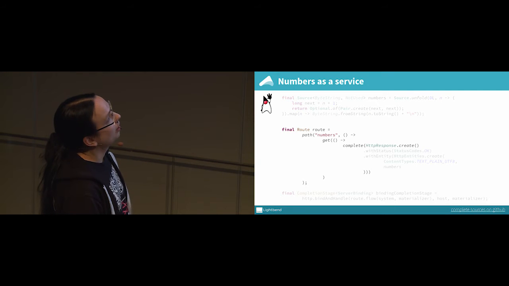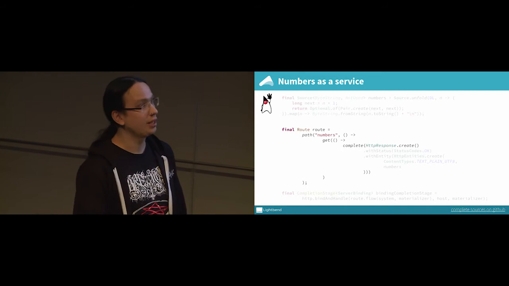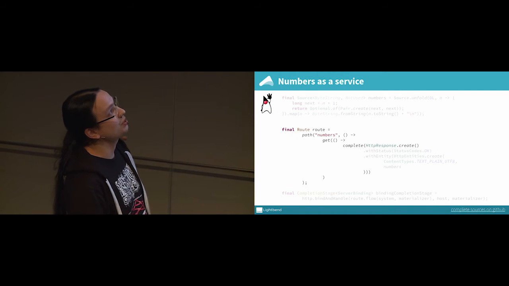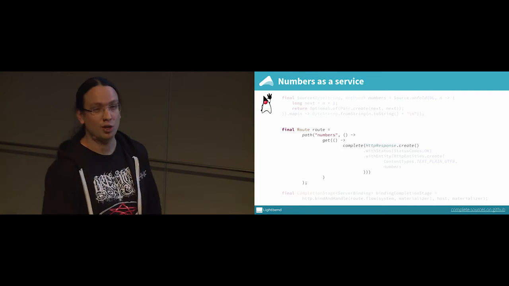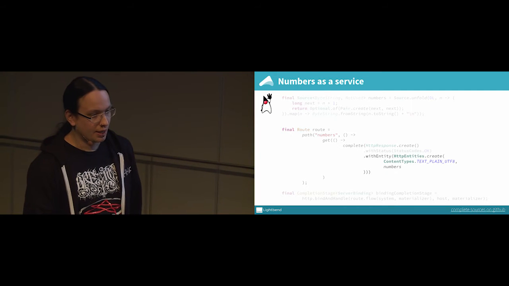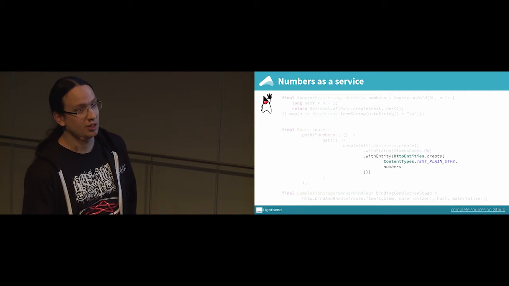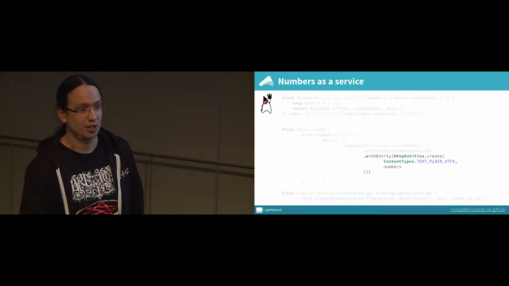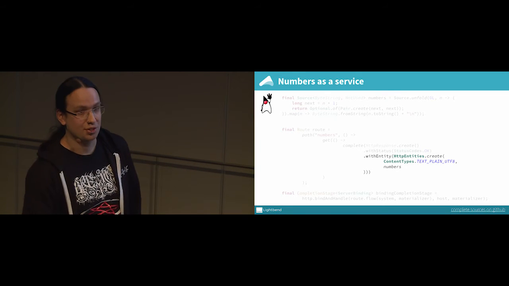And then we have the HTTP API, which is a declarative routing API. So we say that when there is a request to the path numbers, and it's a GET request, then we will complete that request with this response. And the actual body of the response will be this stream of numbers. So we just give it the content type of text plain UTF-8 and the stream of numbers. So this is actually numbers as a service.